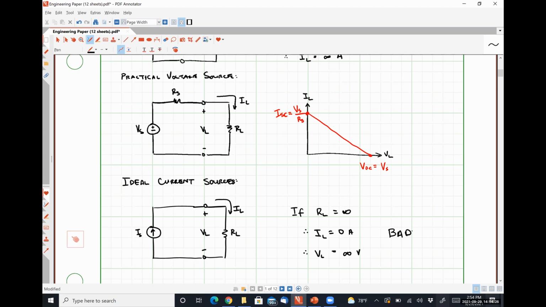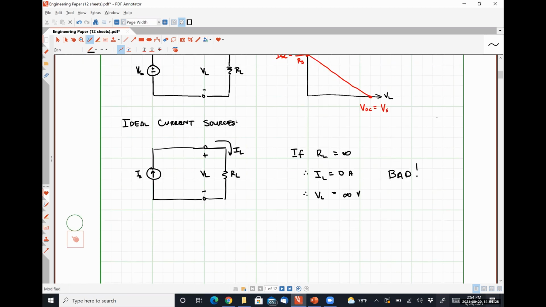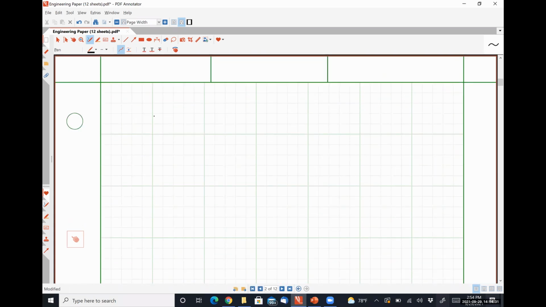And so we correct for this by placing a resistance in parallel with our ideal current source. And what this resistance in parallel does is it limits the amount of voltage that can appear across the terminals of our practical current source.